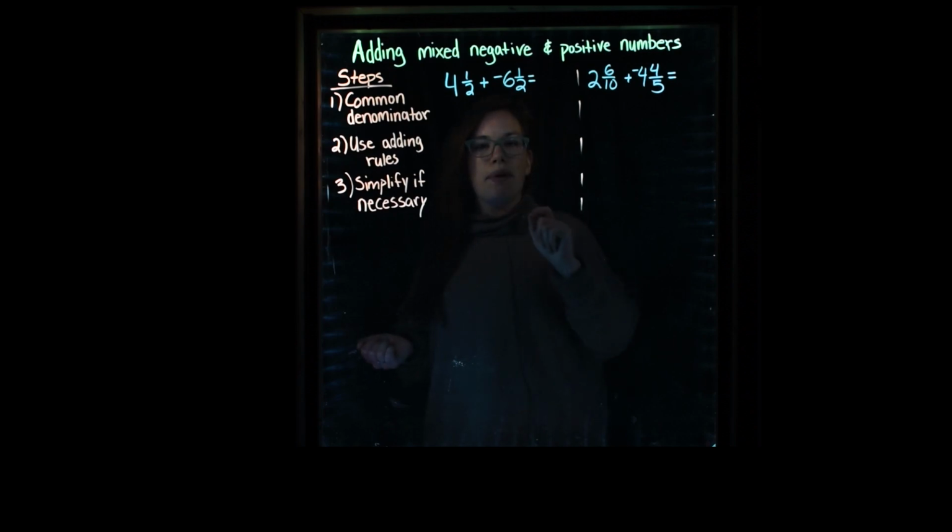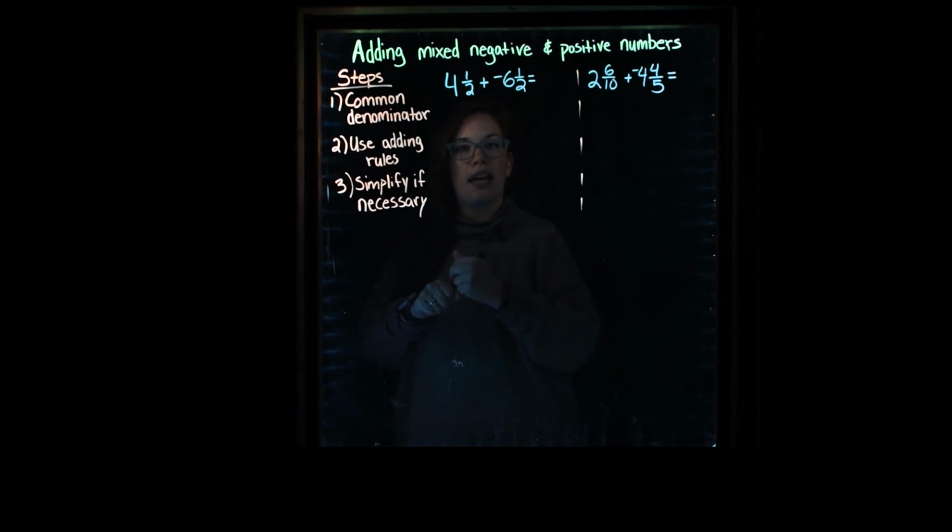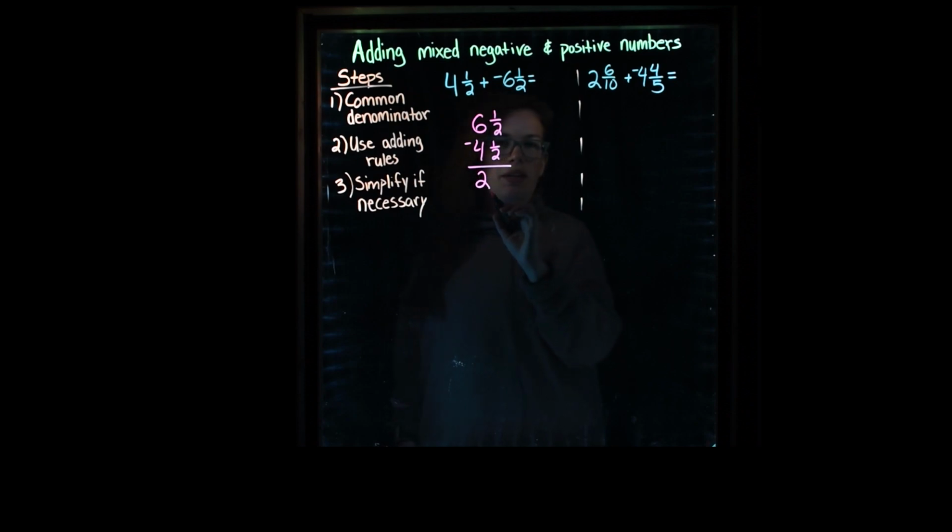Since 6 is the bigger absolute value, I'm going to put that on the top. I like to work vertically when I am using subtraction. 1/2 minus 1/2 is 0. So I'm just actually not going to write anything there. 6 minus 4 is 2. The reason why I didn't write a 0 there is because then it would have looked like 20.